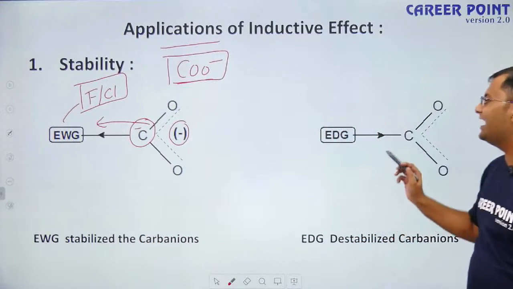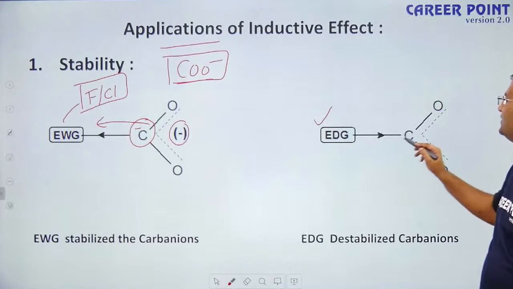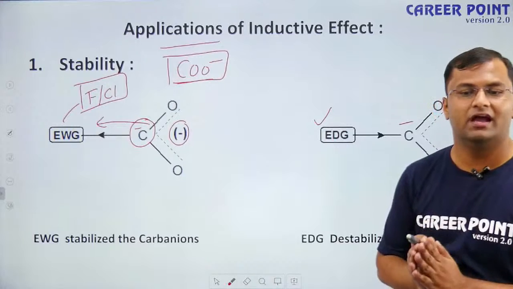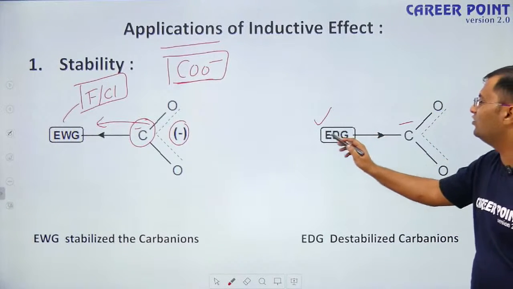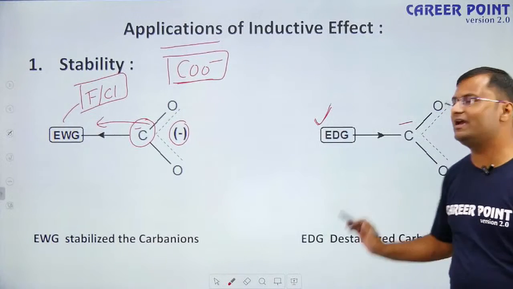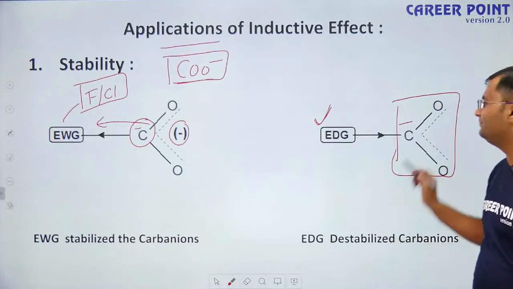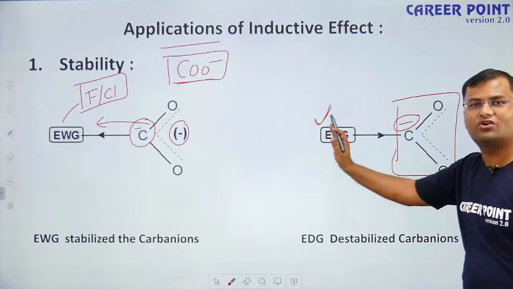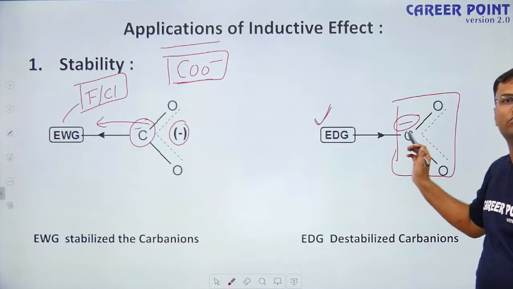Now, if we take an example of an electron donating group. Now, an electron donating group is attached to COO minus, means the carboxylate ion. Electron donating group is attached to COO minus. Okay, so what is going to take place? This atom is already unstable due to the presence of this negative charge. If an electron donating group is attached to this COO minus, what is going to take place?